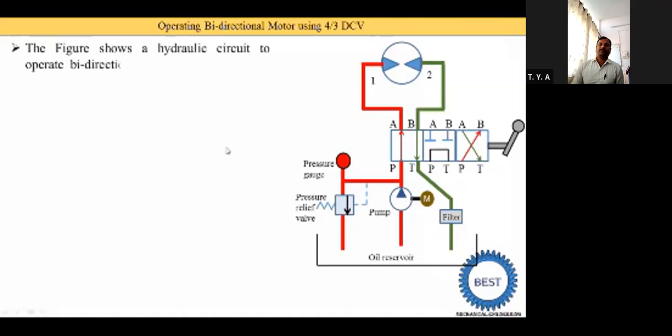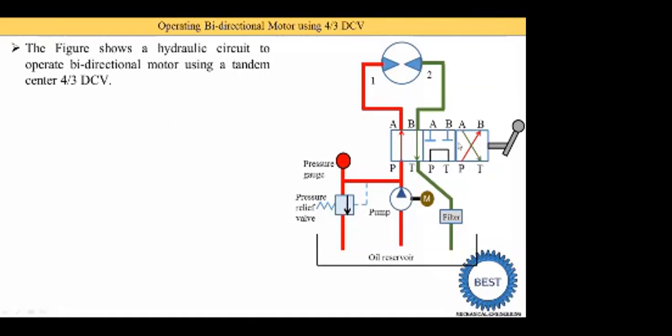The figure shows a hydraulic circuit to operate bidirectional motors using a tandem center 4x3 DCV. A different mid position is possible. Okay, this mid position is called the tandem center mid position. If you want to know details about all types of mid positions, then I request you to watch the video on symbols for the different types of valves and mid positions. If you want to watch this video, then go to the playlist and the OHP chapter 1 introductions, and also the link is provided in a card on your mobile or laptop.